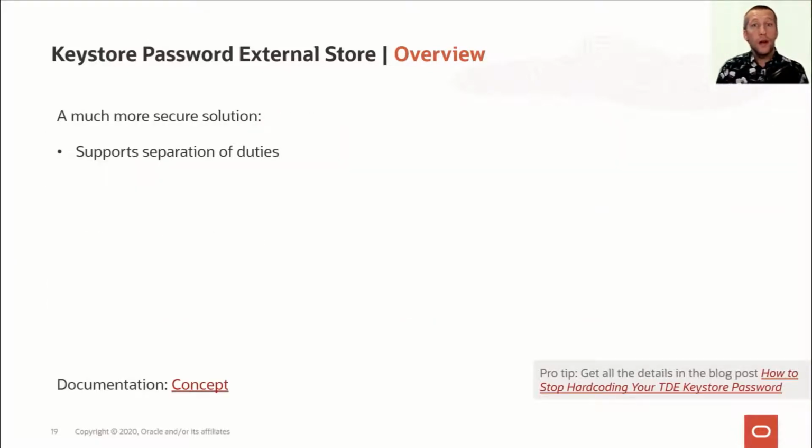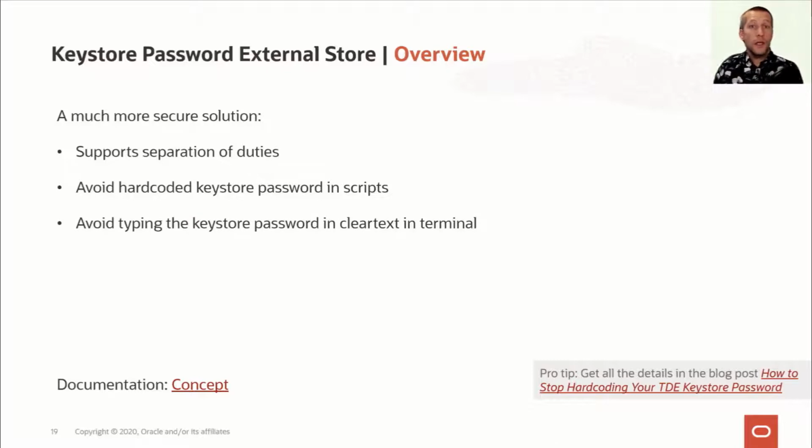Now, this solution allows you to have proper separation of duties in your organization. You can have one set of DBAs that are managing the encryption part. They have access to the key store and know the Keystore password. And you can have another set of DBAs or application people that can create new pluggable databases, even though they are encrypted. In addition to that, if you have scripts or if you're creating pluggable databases from other tools, you don't have to hard code your Keystore password in the scripts or in the tools. You can simply use the external store instead, and you can avoid having to type the Keystore password in clear text on your terminal.